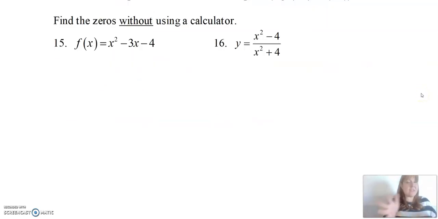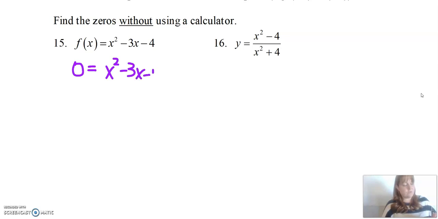So with a calculator, we know how to do this. We already did this in the last section with a calculator, but without a calculator, what do we do? We're looking for the x-intercept, right? So we're looking for where y equals 0. So we set this function equal to 0. We say, okay, y is equal to 0, x squared minus 3x minus 4, and then we just have to solve it. So let's factor this one first.